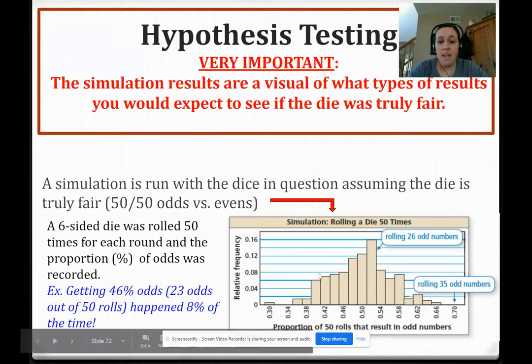Okay, so if you look at 0.46 on this x-axis, 46% odds, we can see that that happened in about 8% of these simulation results. That could totally happen. 8% is almost like 1 out of every 10 times it's going to happen.